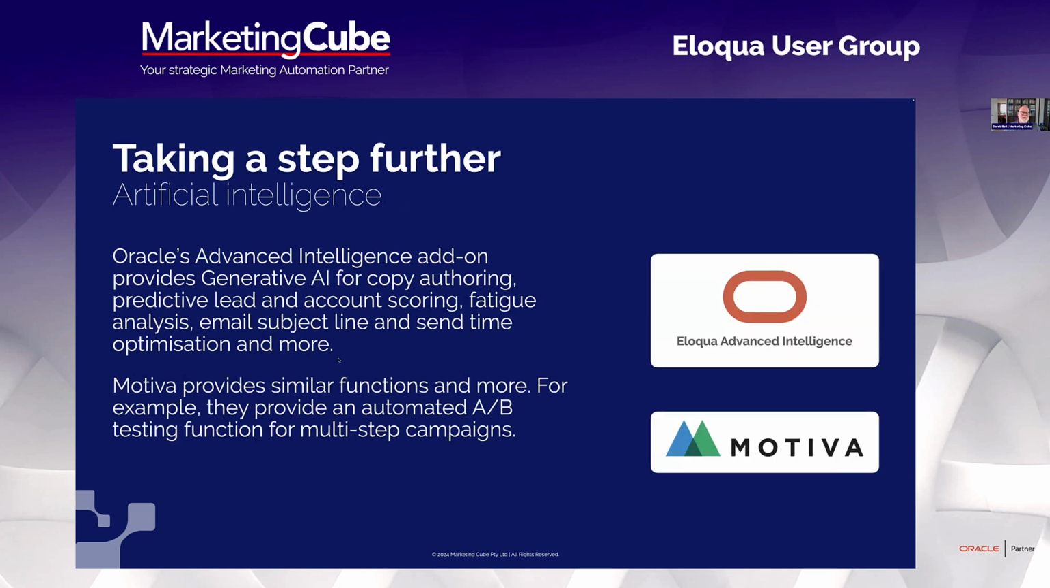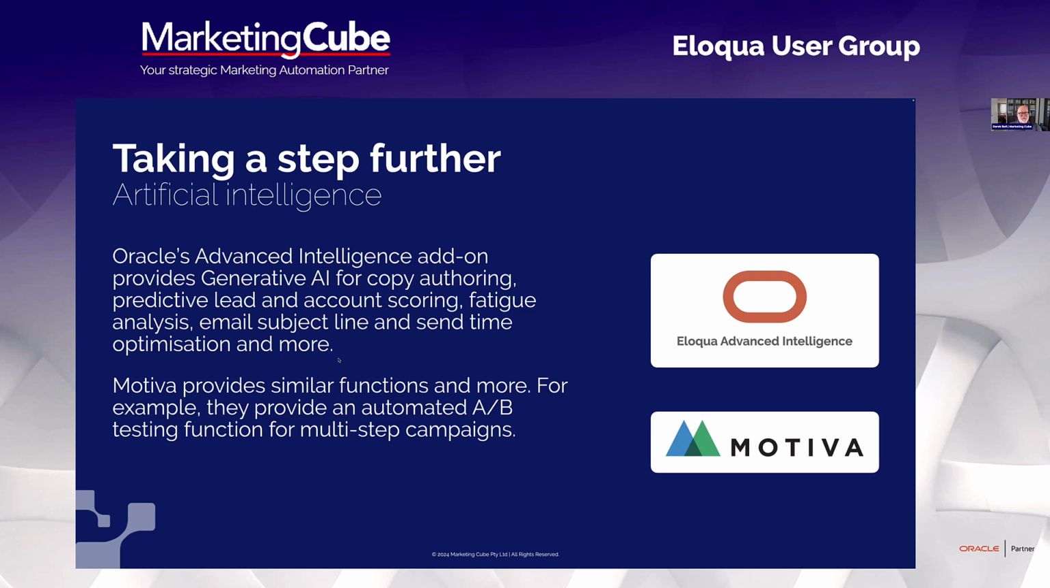Artificial intelligence, obviously it's the hot topic. Oracle provides you with the Eloqua Advanced Intelligence, which is an add-on to Eloqua, which gives you Gen AI and subject line assistance, send time optimization, and a range of other functions.